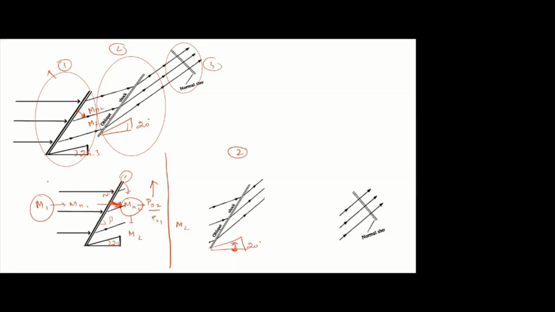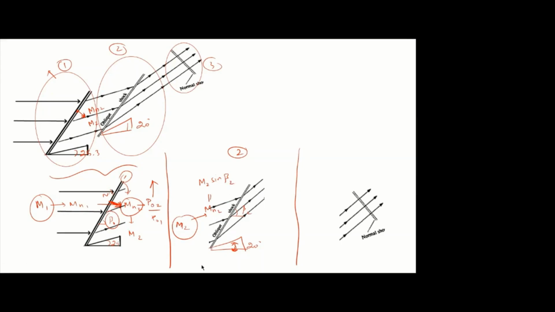Next, again, similar to this new case, you have to start. Like Mn1, here you have to take M2, you have to find Mn2. So here the Mn2 formula is M2 sine beta. For example, if this is beta 1, then this will be beta 2.